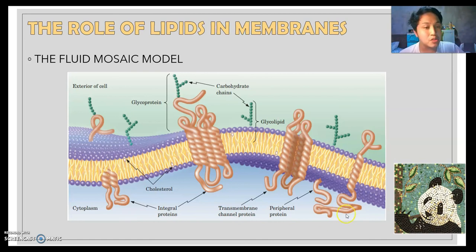So alam naman natin ang mosaic, kaganyang yung artwork na panda na yan na nasa tabi, nasa corner. So mosaic yan guys. So ang mosaic kasi guys may parang batik-batik. Okay? So may patsi-patsi yan. So ganoon din dito sa cell membrane. Okay? So may patsi-patsi din yan. Ano yung patsi-patsi yun? So merong cholesterol.